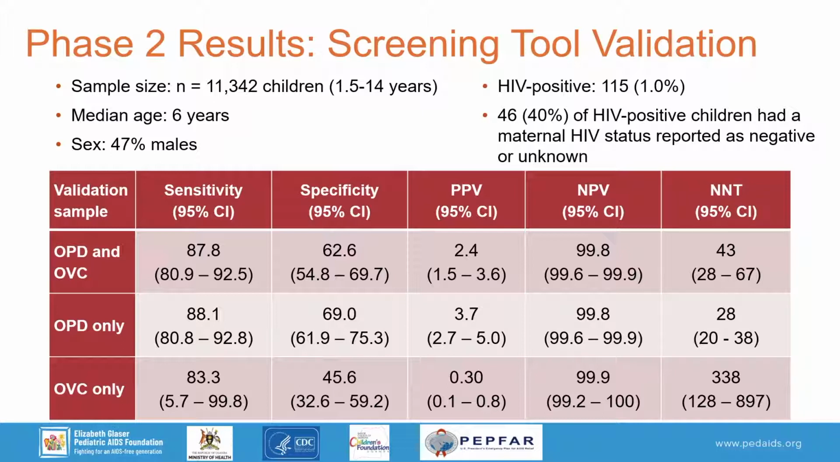However, when we examined the performance of the tool in the OPD children only, sensitivity was similar, estimated at 88.1%, but specificity was slightly improved at 69%. The number needed to test to get one HIV positive in OPD was significantly lower at 28 compared to 43 for both OPD and OVC. Because of the low prevalence of HIV in OVC, the diagnostic estimates have lower precision in the OVC sample.